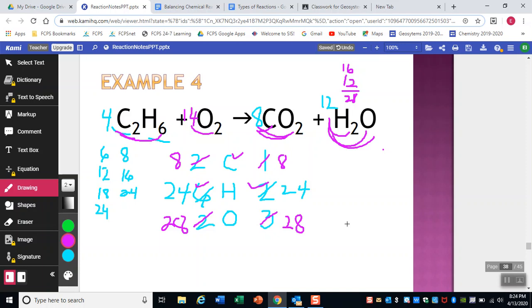All right. But you know what I'm noticing is that all of these are even, right? All my coefficients are even. So what that means is that 2 is a factor of all of them. I can divide them all by 2. All right. And so that is balanced, but if I write that answer down, 4, 14, 8, and 12.